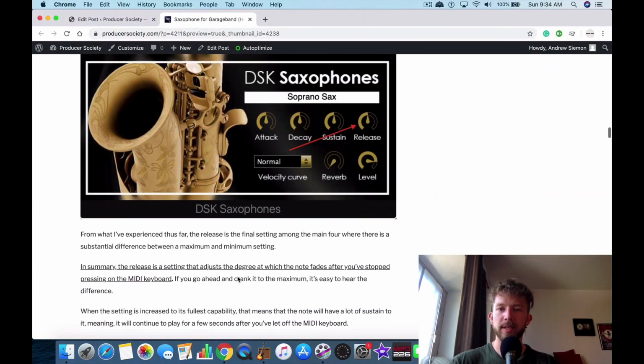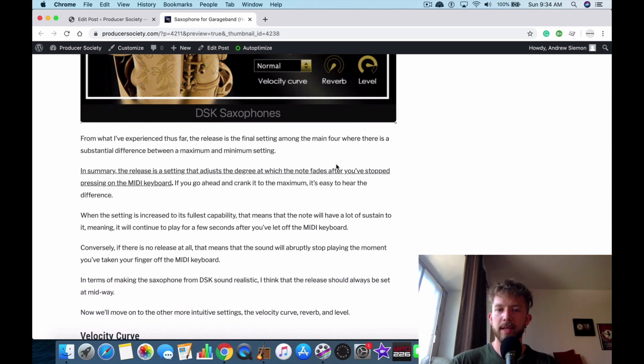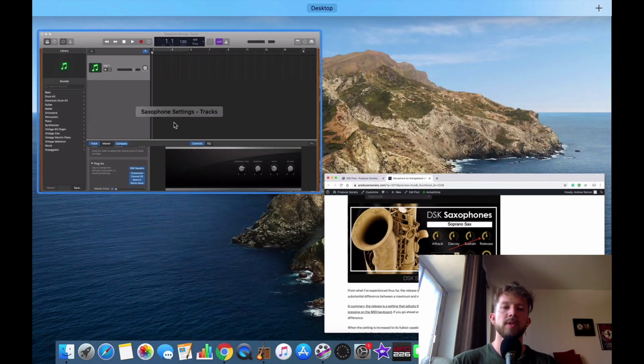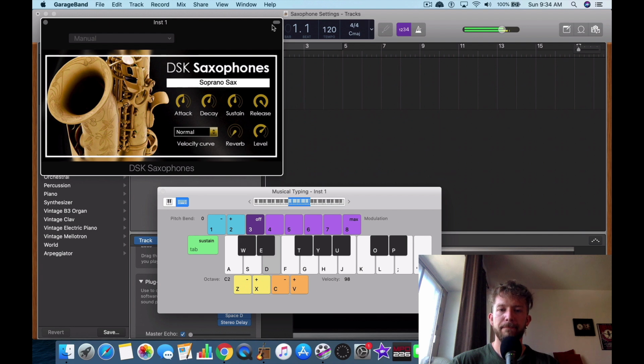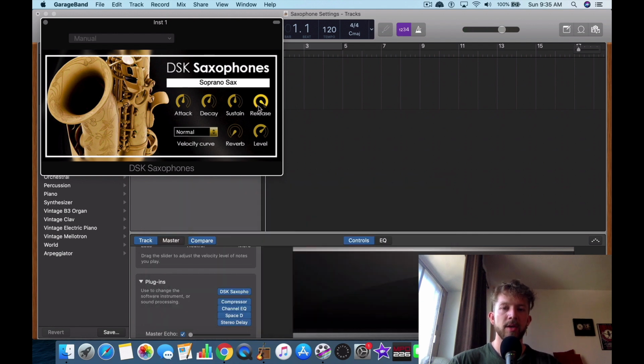And then you move on to your release. And what the release does is that it adjusts the degree at which the note fades after you've stopped pressing on the MIDI keyboard. So in other words, when you have this release cranked, let's see what it sounds like. You notice that I let my finger off the keyboard and it continues playing just by a little bit. But when you turn it way off, the difference is pretty noticeable. See, it just stops playing completely. But then when you crank it, I took my finger off the keyboard a little while ago and it just continues playing. So that's what these do.